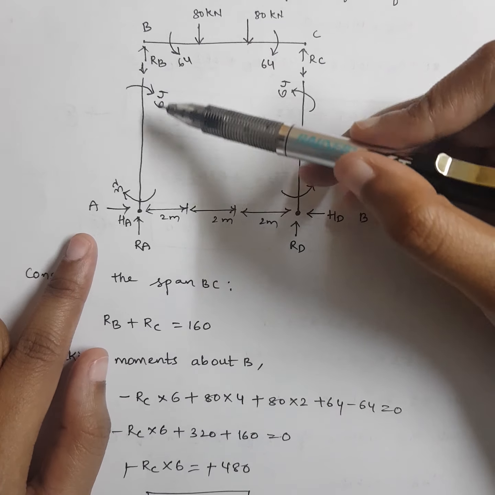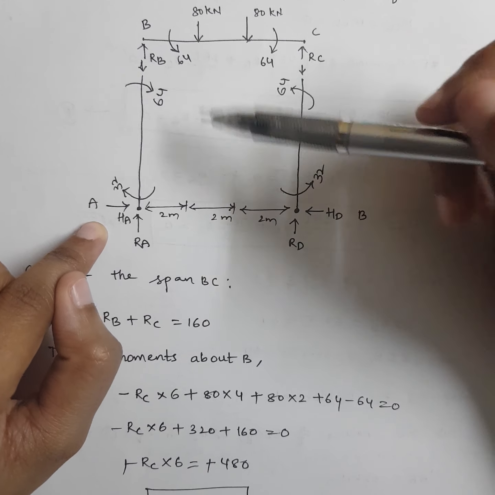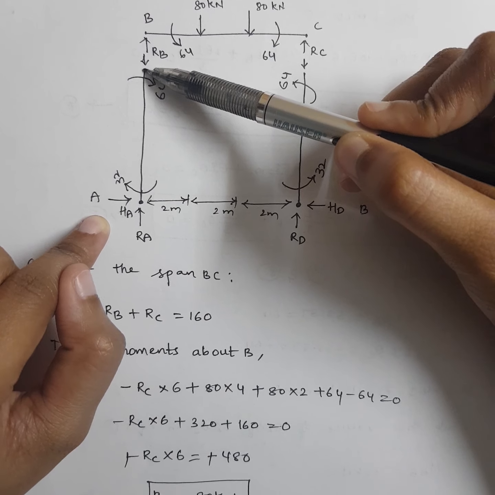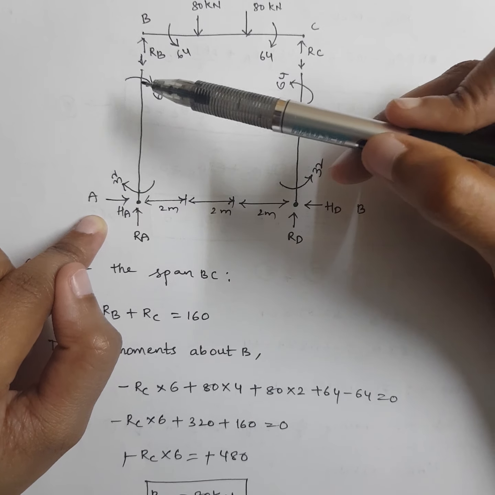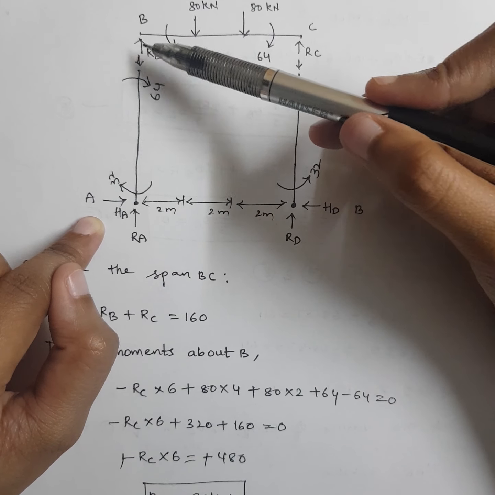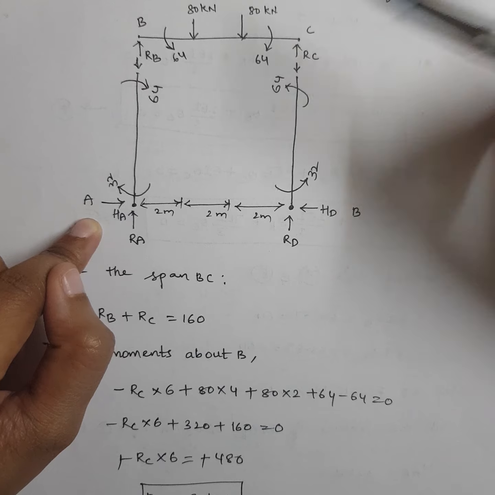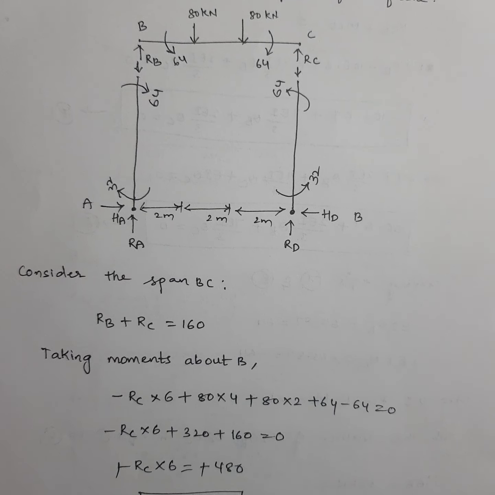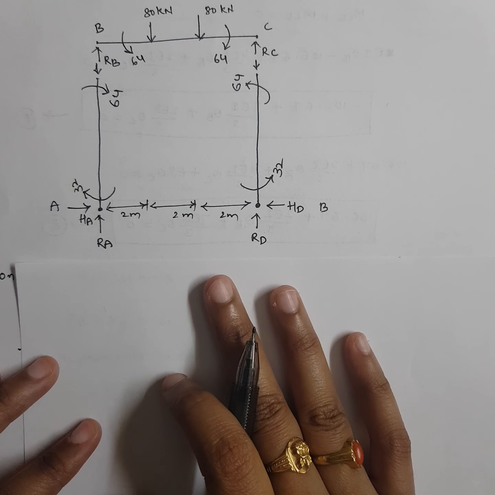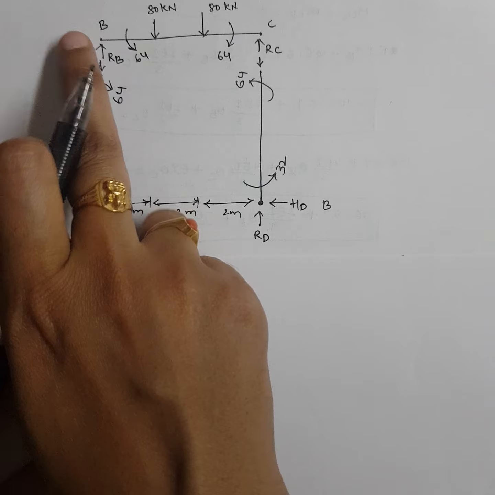To get the value of HA, at B you have to take the moment. I'll repeat: to get the horizontal reaction at A, you have to take moment at B. Similarly, to get the horizontal reaction HD, you need to take the moment at C. Now I'll take the moments and solve for HA and HD. As I've told you, for HA you need to take moments at B.